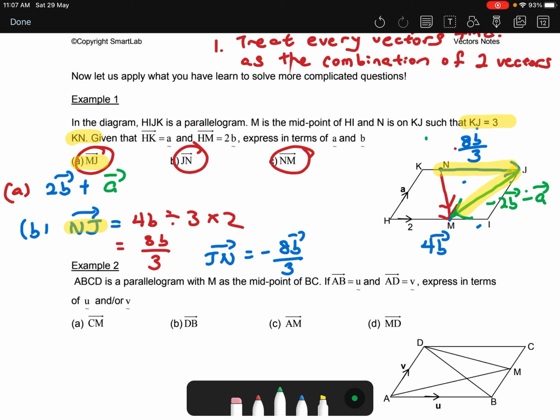Now I can just add these 2 arrows up to give me my red color arrow, NM. So my NM will be 8b over 3 plus negative 2b minus a, in brackets. If you calculate, you should get negative a, then 2b over 3.